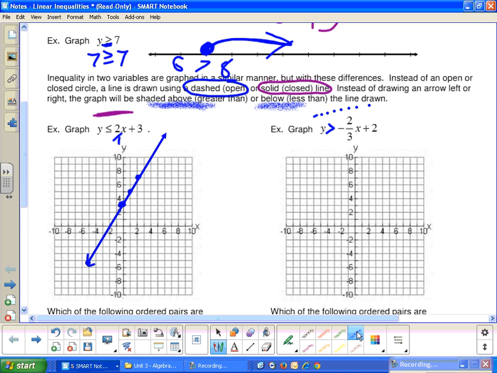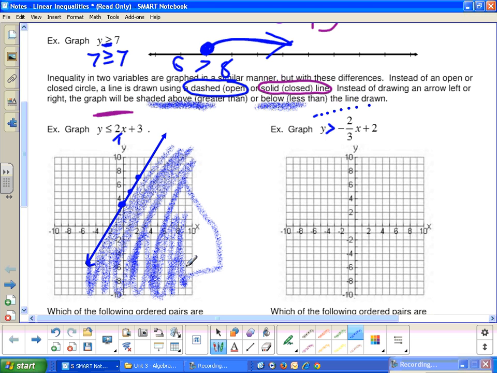We read this from left to right. Y is less than or equal to. If I want y is less, everything in this area, we shade that? Yes, everything in this area is a solution.